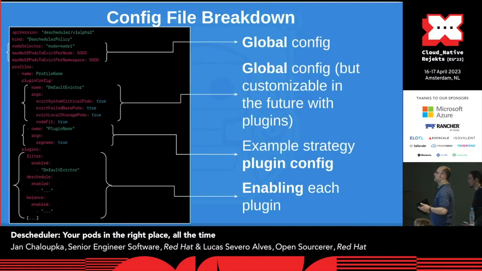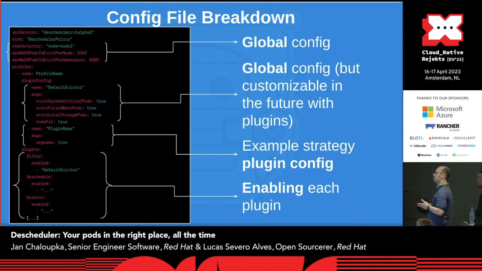Right. So in the past we had a v1alpha1 version of the policy, which allowed you to only specify a list of strategies that are run. But in version v1alpha2, we decided to introduce profiles. In short, this is a file. On the global scope, we allow you to configure things like the maximum number of pods evicted per namespace and others.